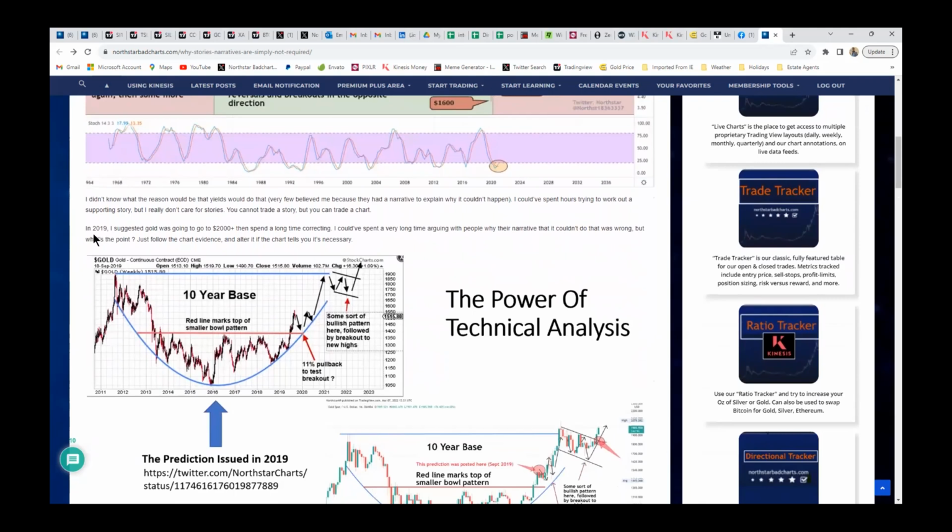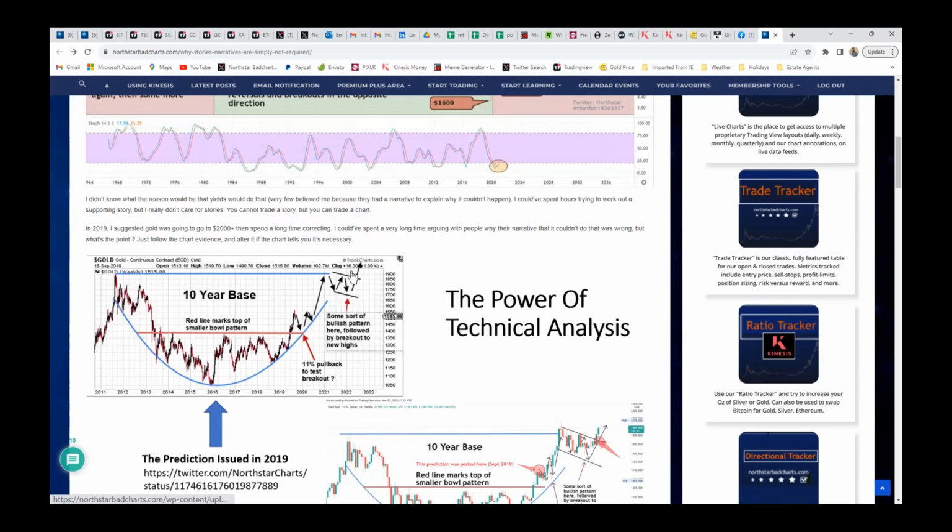This is another example. In 2019, I posted this gold chart and suggested it was going to $2,000 or more before spending a long time correcting. So you can see my forecast was for it to move from over $1,500 back to somewhere around 1450 or a little bit lower, and then for a little bit of a consolidation and a rapid move up towards the 2000 area before another long consolidation that would take a number of years.